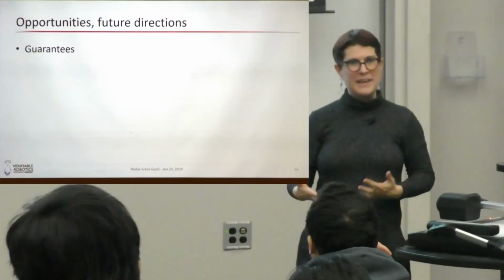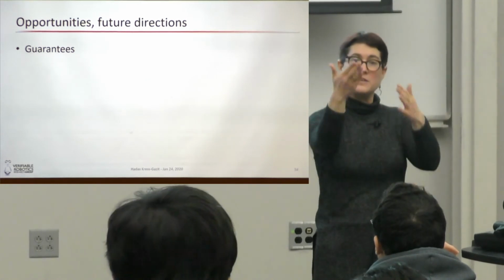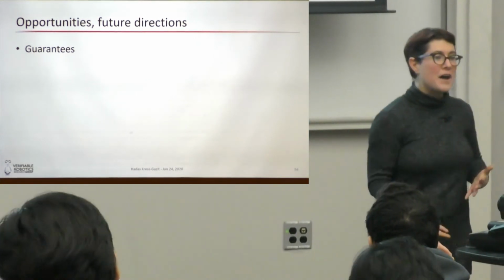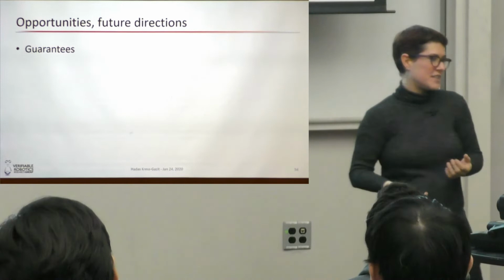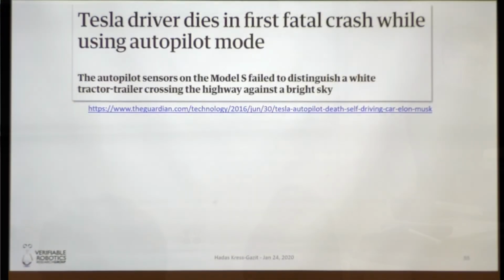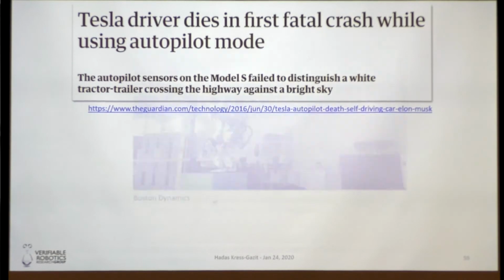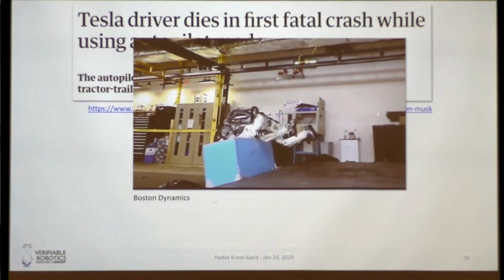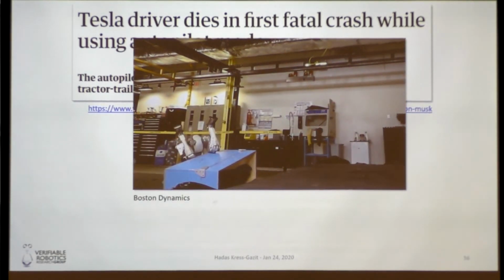I want to talk a little bit about opportunities and future directions. I talk a lot about guarantees. I want to get guaranteed behavior. You asked me whether the continuous controllers are verifiable. Can I automatically change things? Yes, to a point, because we have sensors that fail, that make behaviors incorrect. We have hardware that fails. We're not taking that into account.